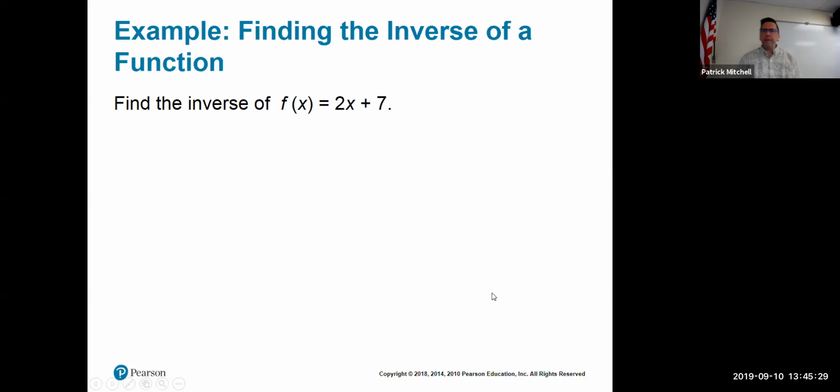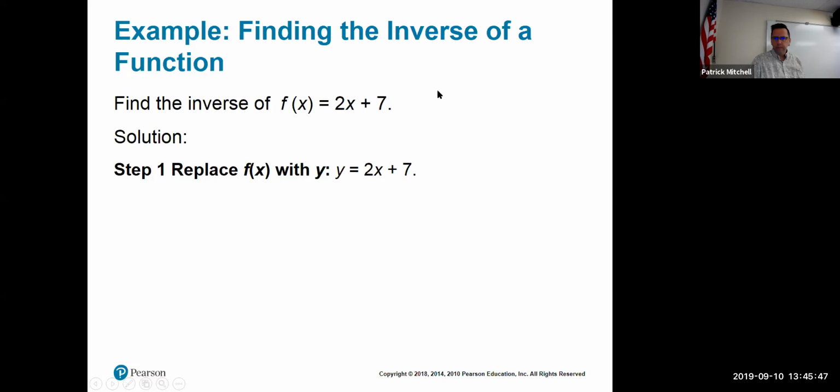All right, so the first example of finding the inverse of a function is this one. Find the inverse of f of x equals 2x plus 7. And I believe I did some work to make this come up one step at a time. Okay, it is coming up one step at a time. So the first step is replace f of x with y. That's really simple. Instead of writing f of x equals 2x plus 7, they want you to write y equals 2x plus 7. And the reason for that is because in step 2, they're going to have you interchange x and y. So this is where you're really creating the inverse of the function.